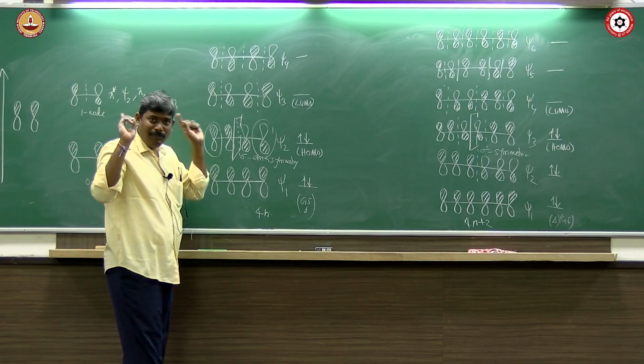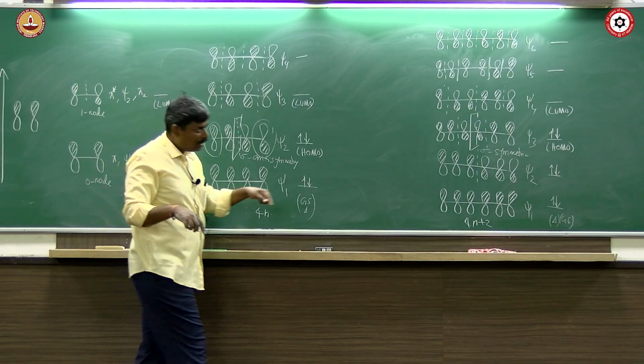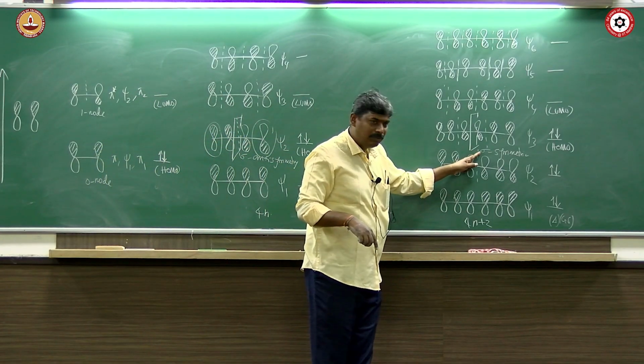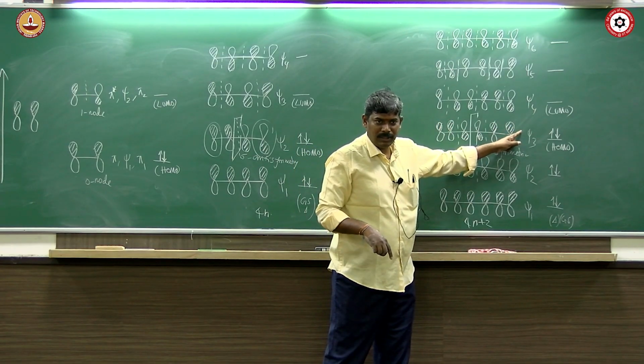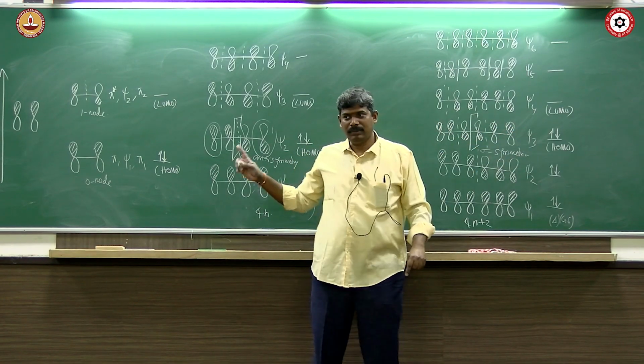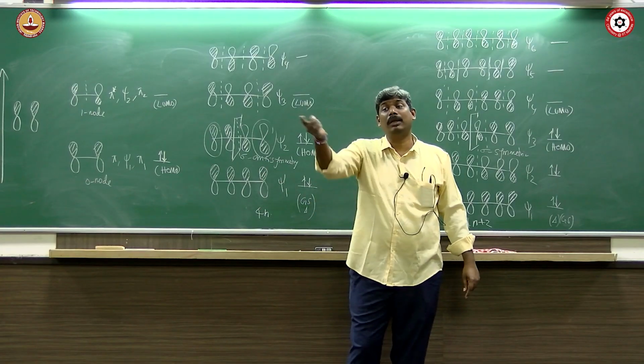That's why I choose only the terminal lobe to explain the conrotation and this. Here also it is the same. When it is sigma symmetric, the terminal ones will have the same sign on the same side. Okay, and antisymmetric. Now, let us look at the photochemical condition.